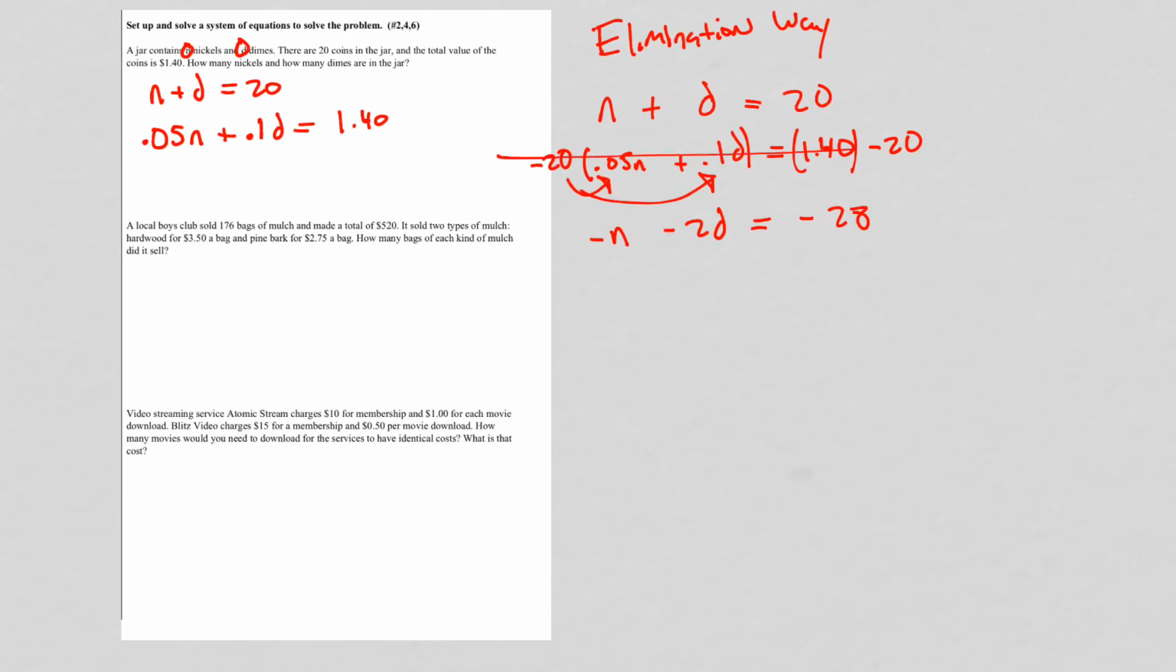So I basically have rewritten this equation now. The n's will cancel when I add it together. You get negative d is equal to negative 8, which of course makes d equal to 8. And if the number of nickels and dimes is 20, the number of nickels is 20 minus 8. 12 is the number of nickels. So the elimination way might be a little nicer to do, but you'll see you still get the same answer.